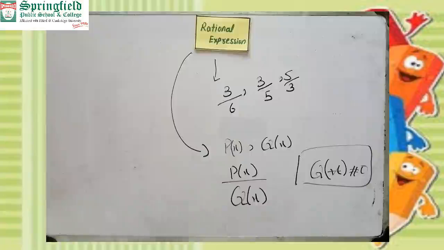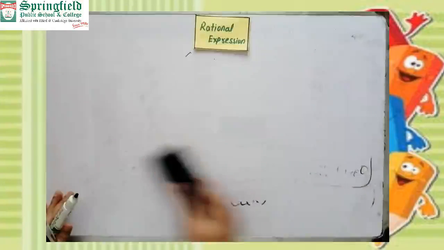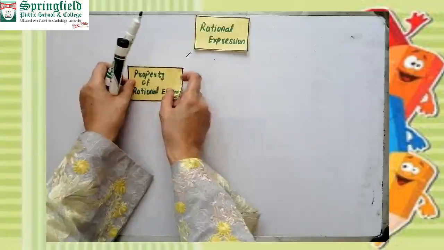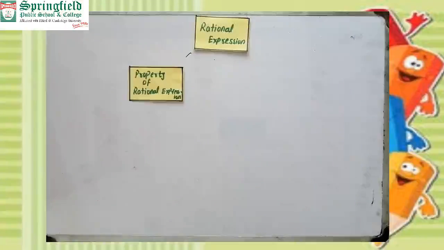Okay. Now come to the properties of rational expression. We also learned some properties for when we have two or more algebraic rational expressions, and how we can solve them. So there are some properties. The first one is the equality property. In the equality property, the equal sign is considered.